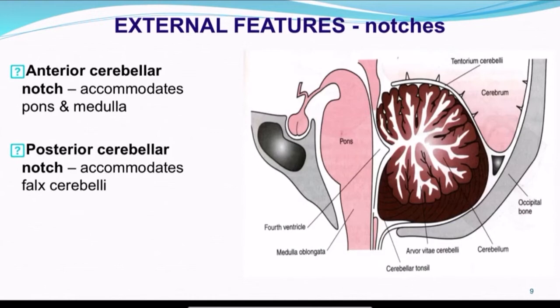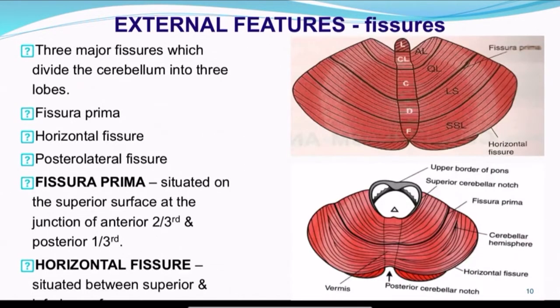Two notches, anterior cerebellar notch accommodates pons and medulla. Posterior cerebellar notch accommodates a small dural fold known as falx cerebelli. Three fissures which divide the cerebellum into three lobes. Fissura prima is situated on the superior surface at the junction between the anterior 2/3 and posterior 1/3. Horizontal fissure is situated between superior and inferior surfaces.